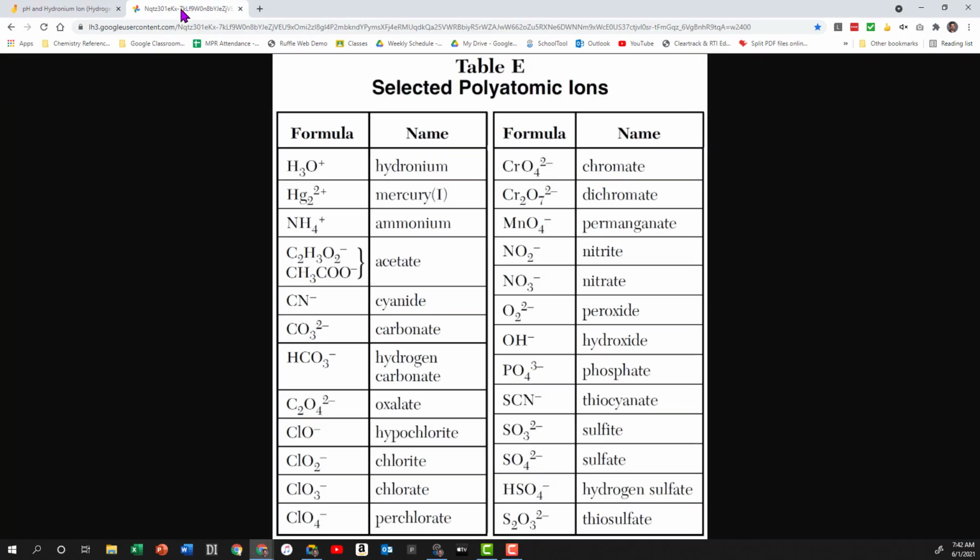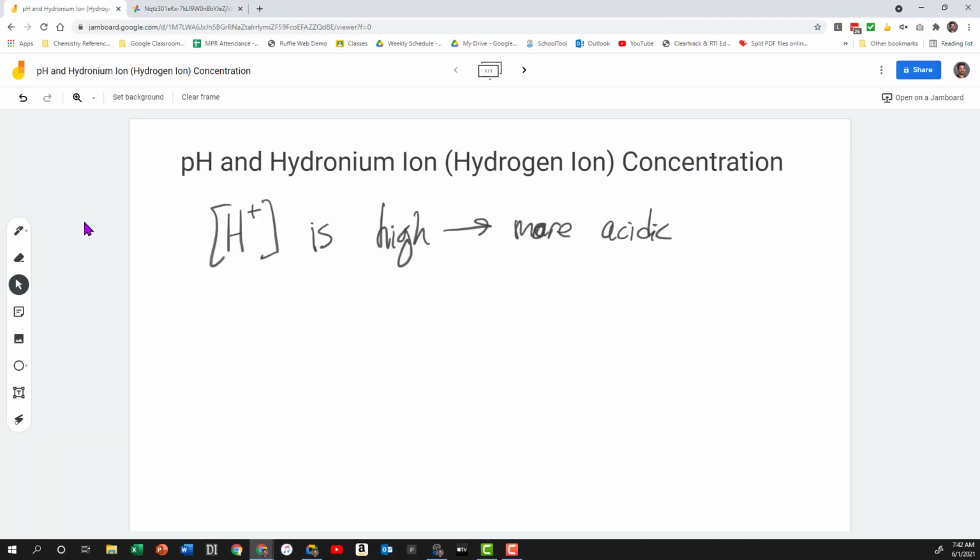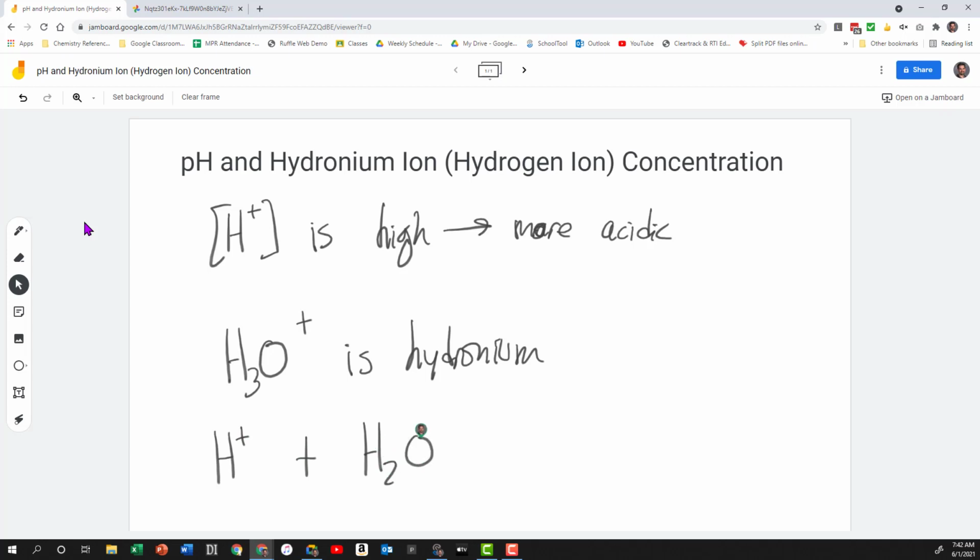Well, a hydronium ion is listed on table E. It's the first one, and it is H3O plus. Technically, this is the ion that is higher when you put acid into a solution. And this is what happens: you have an H plus ion plus a water molecule goes to make H3O plus. If you recall, an H plus ion is just a proton, right?